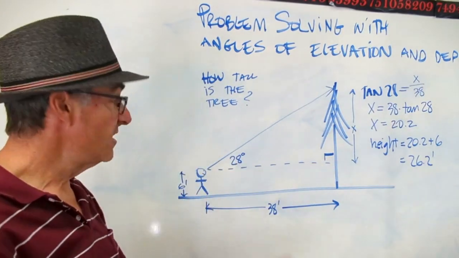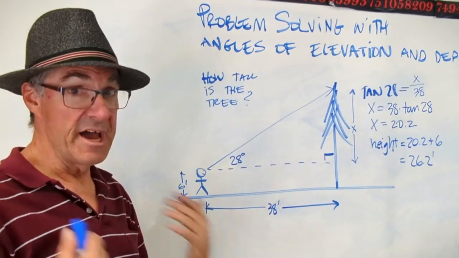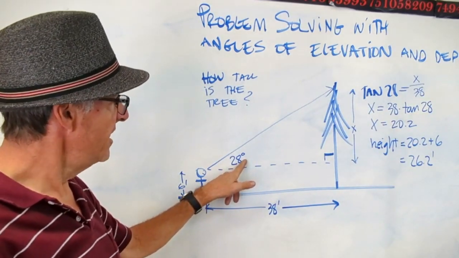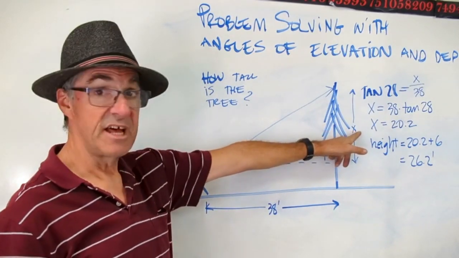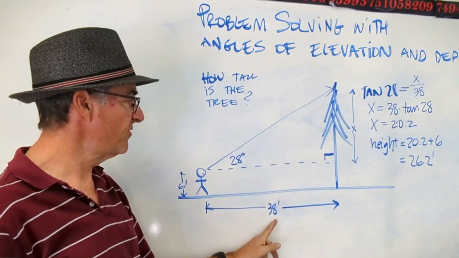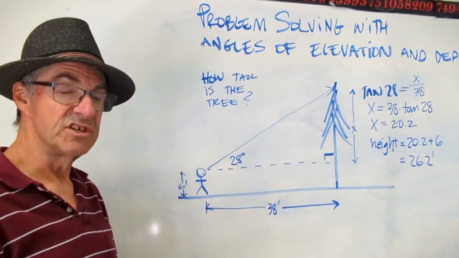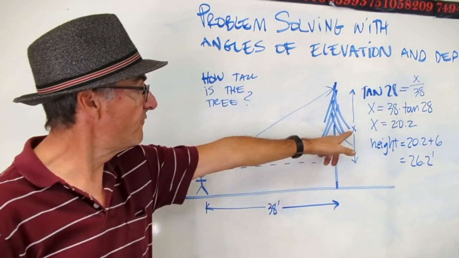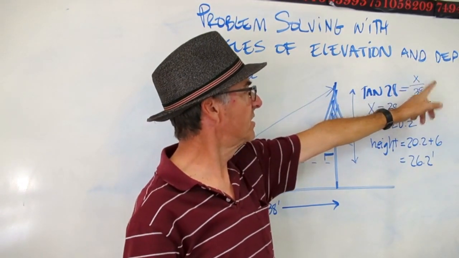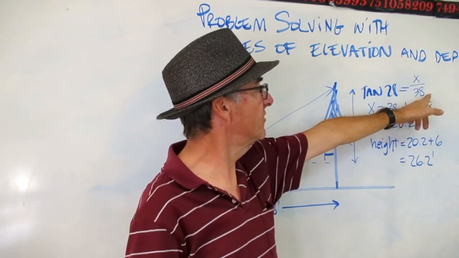So knowing that I have a right triangle, I'm thinking SOHCAHTOA. I'm standing at this angle, and I want to know the opposite side. That's going to help me find the height of the tree. And I know my adjacent side. That's my 38. So I can use tangent to set up a ratio and solve for this x. So that is tan 28 equals x over 38.